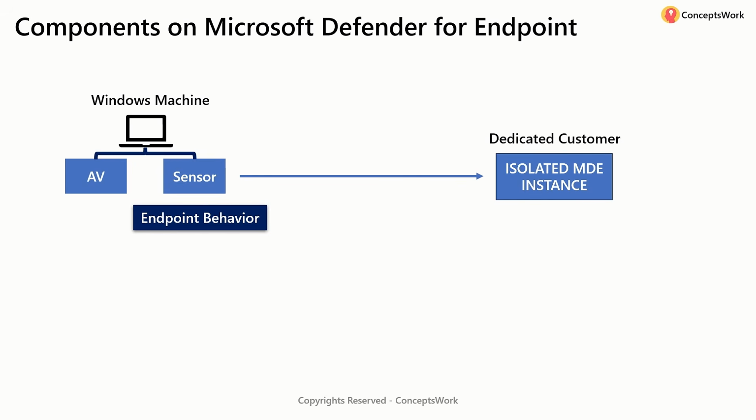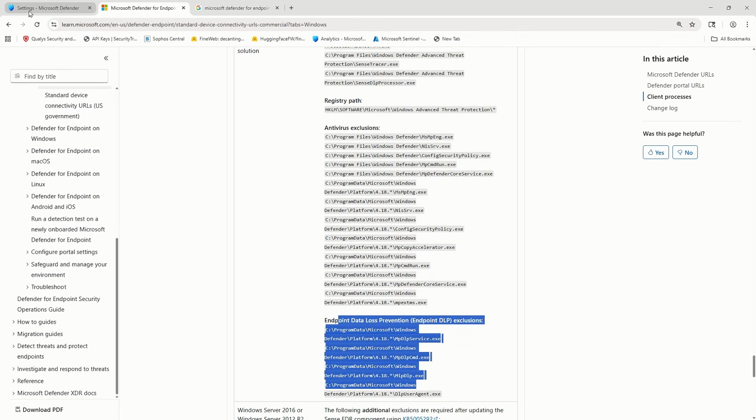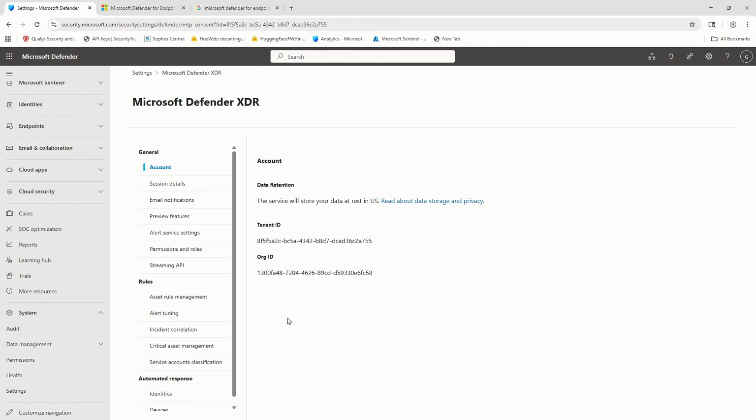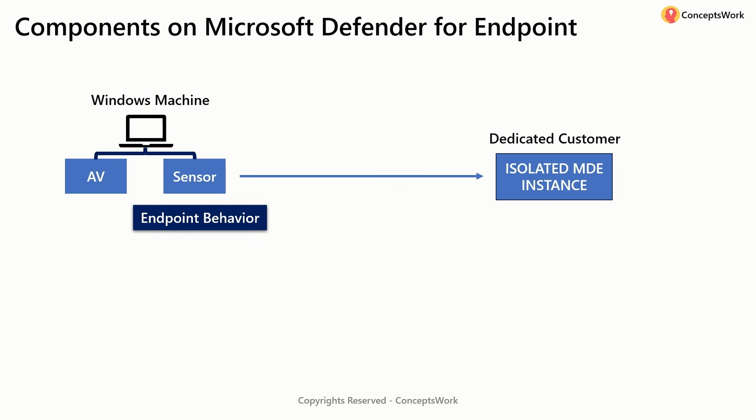Now, what do I mean by this? Likewise in Entra ID, every directory is an isolated instance, right? Similarly, in MDE also, every MDE instance is an isolated instance for a specific customer. Now, you may choose any region depending upon your requirement. We'll talk about the region availability as well. But as of now, the information which will be captured for my tenant will be stored in US. And this is my tenant ID and this is my org ID. So fundamentally, that's the reason why I have mentioned that all the information which is captured from Windows machine is ingested or sent to a dedicated customer isolated MDE instance.